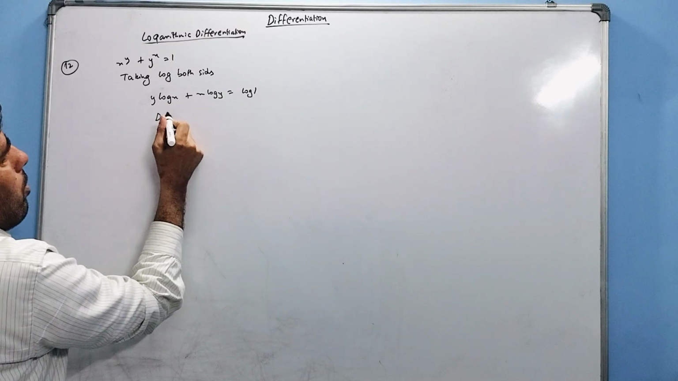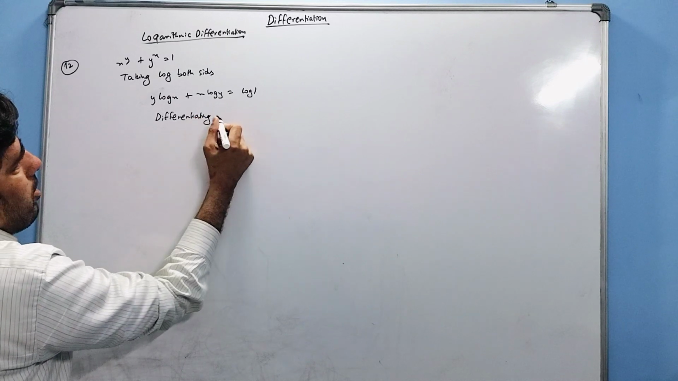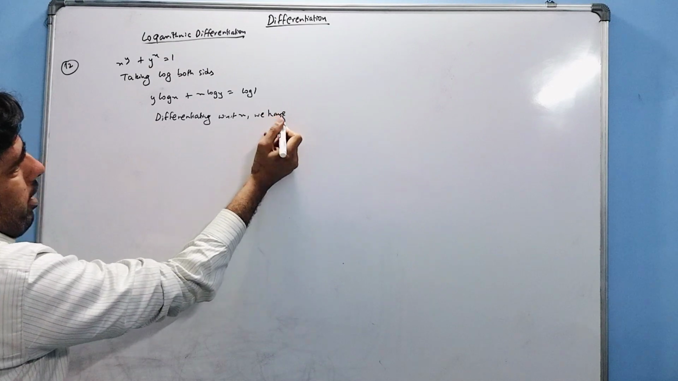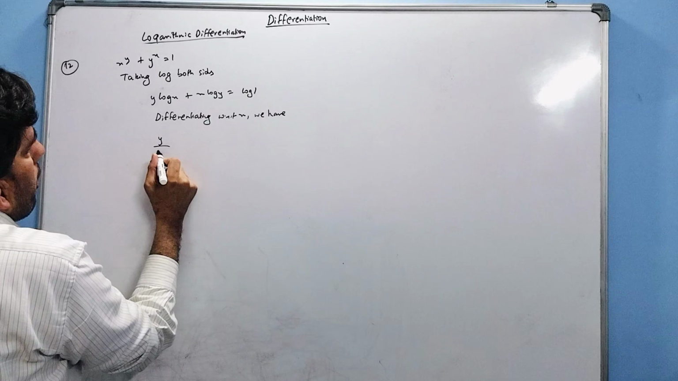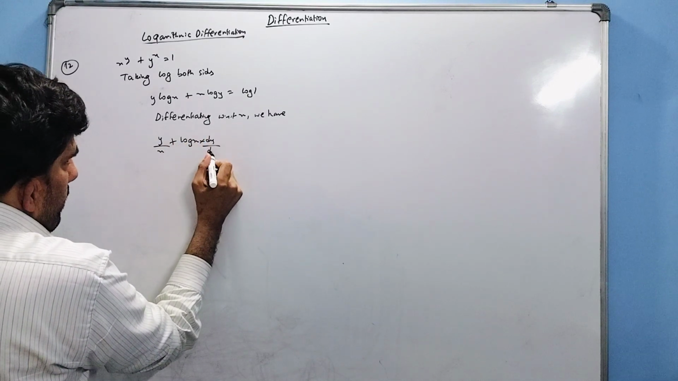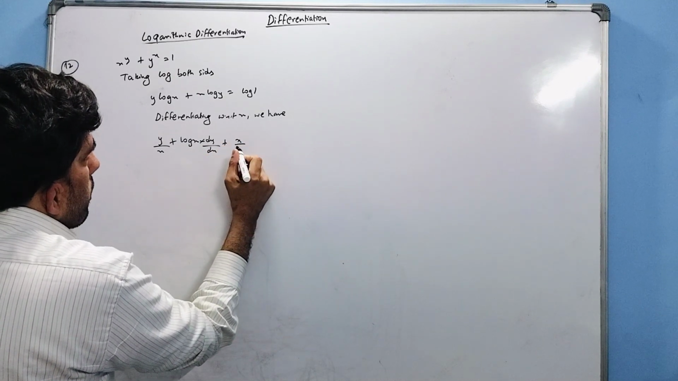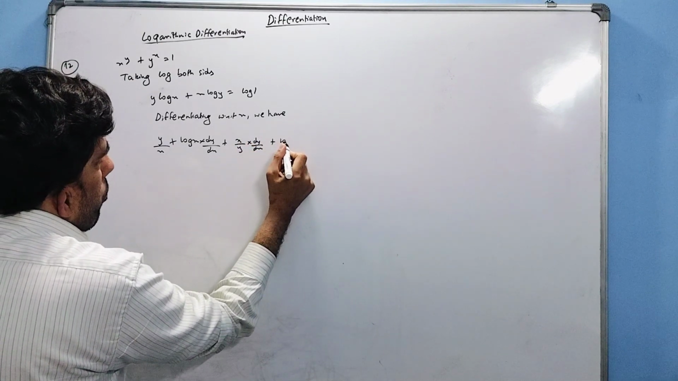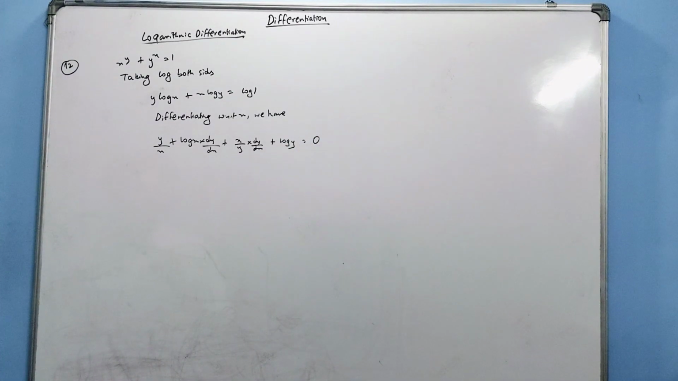Differentiating with respect to x, we need to differentiate it. So how can we do it? y into log x, 1 upon x, plus log x into dy upon dx, plus x into 1 upon y into dy upon dx, plus log y here is equal to 0. Now we need to find dy upon dx.